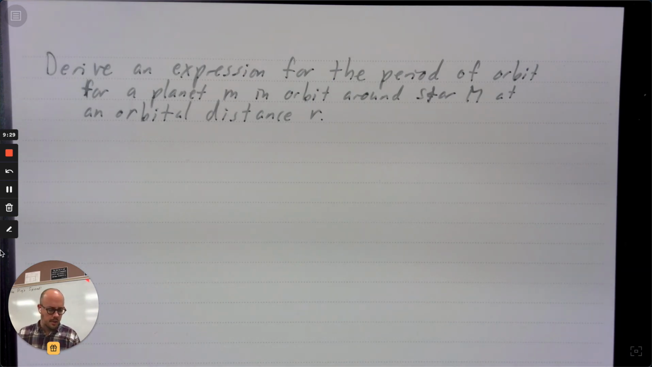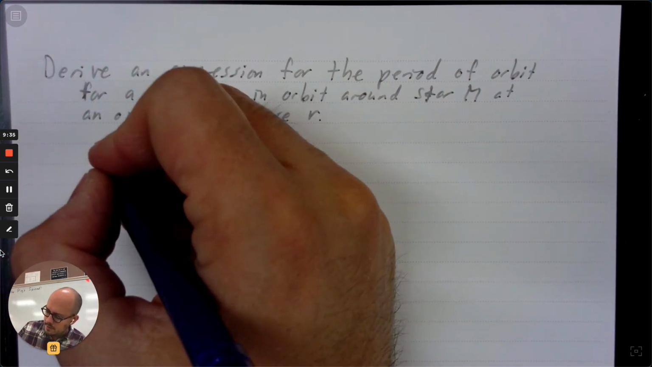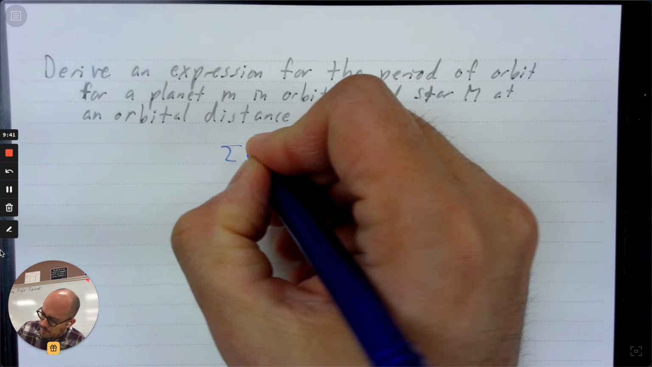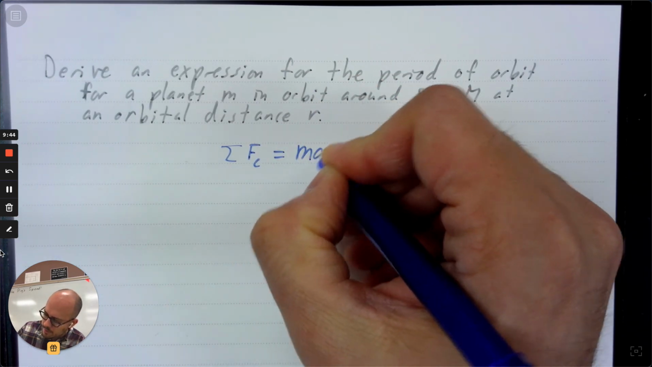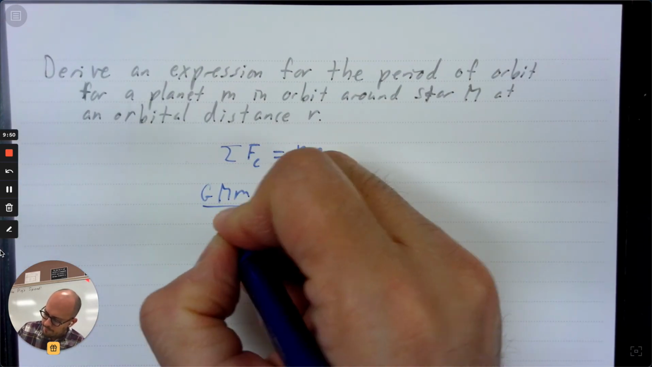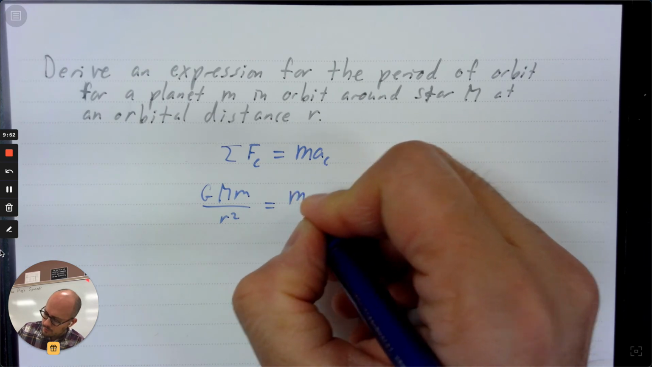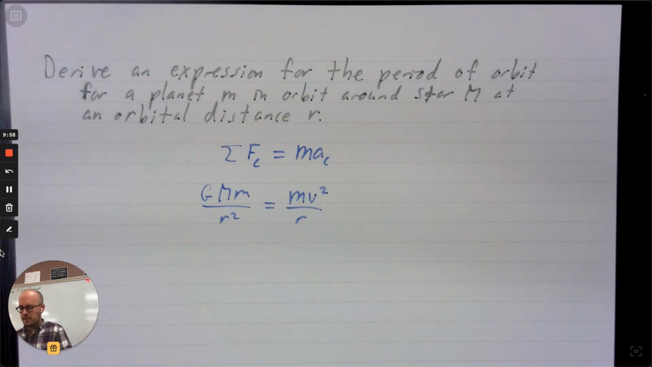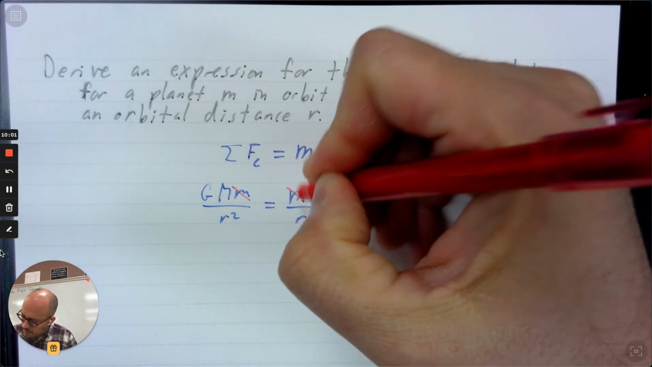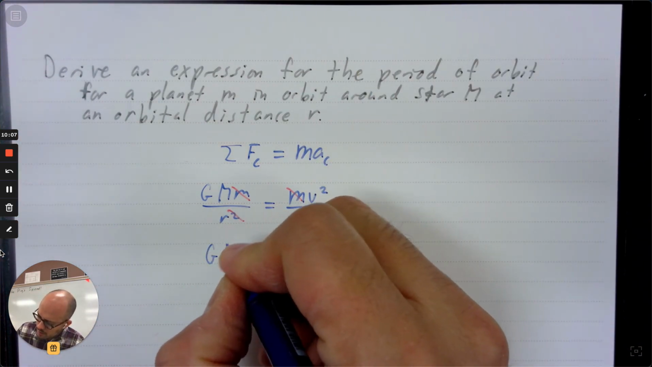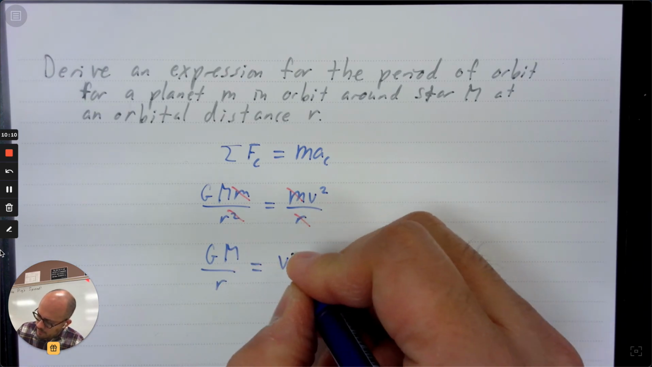Here's what we're going to do. The planet is still subjected to the same situation that the satellite was. So we have the net centripetal force equals mass times acceleration, and the force of gravity is the net centripetal force. We have all the same variables, so I'm going to get back to the same expression. We can cancel mass, we can cancel one of the r's. So GM over r equals v squared.